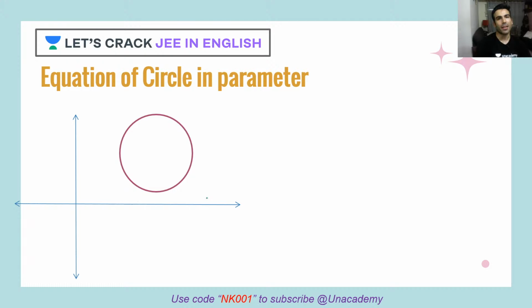Equation of a circle in parametric form. Okay, so I love parameters. Why? Because they literally make life easier. So now let's talk about the parametric form. Here, just assume alpha comma beta is the center of the circle, and it has radius a. Now, if I want to represent any point on the circle, how would I do that?